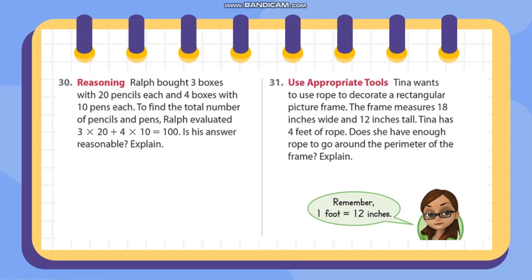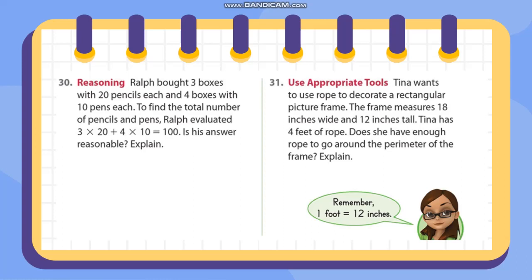Number 30. Ralph bought 3 boxes with 20 pencils each and 4 boxes with 10 pencils each. To find the total number of pencils, Ralph evaluated 3 multiplied by 20 plus 4 multiplied by 10, and that is equivalent to 100. Is his answer reasonable or not?